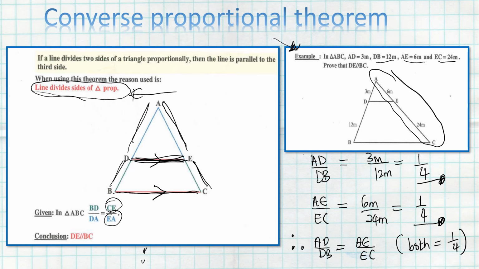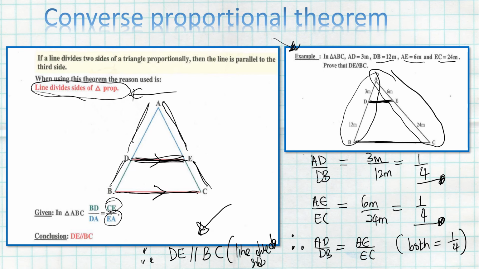Therefore I can conclude that, because the two sides now have the same ratios, it means that they are in the same proportion. Therefore we can conclude that DE is parallel to what? To BC. Then we can conclude that DE is parallel to BC because of the reason: line divides sides of triangle proportionally.